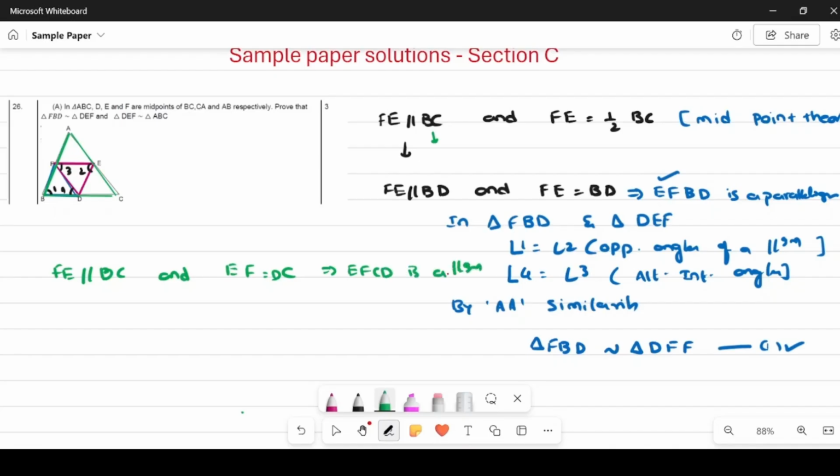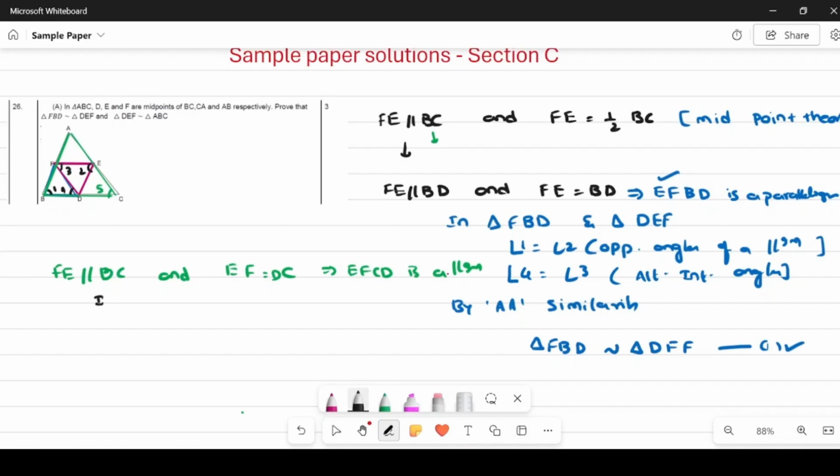So it's a parallelogram. So again, opposite angles are equal. So angle 3 of this triangle should be equal to angle C of this triangle. Let's say this is angle 5. We already got one set of angles. Angle 1 and angle 2 are equal, and angle 3 and angle 5 are equal. Therefore, by a rule of similarity, these two triangles are similar.